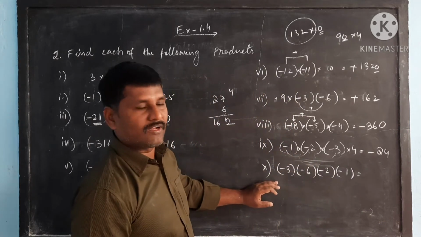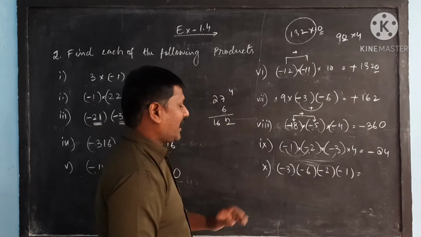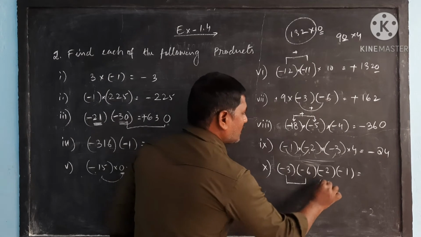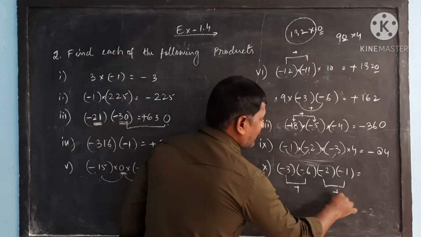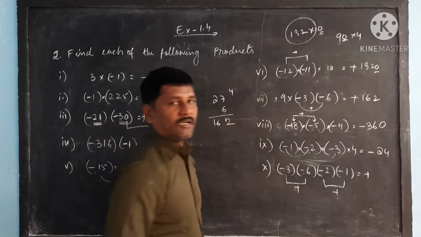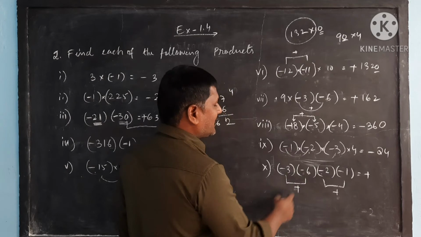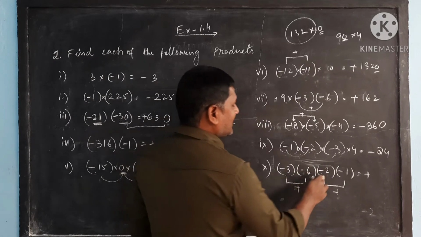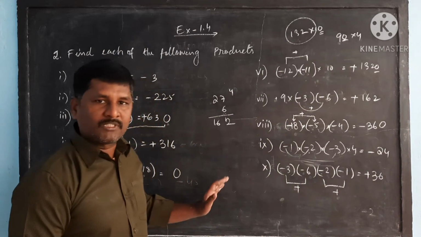Let us see the last one. Here there are four numbers, and all the numbers are negative numbers. Let us multiply the two. Negative into negative will be plus, and minus into minus will be plus. Plus into plus will be plus. Now multiply the numbers. 3 into 6 is 18, 18 into 2 is 36, and 36 into 1 is 36. Now we have finished the bit 2 also.